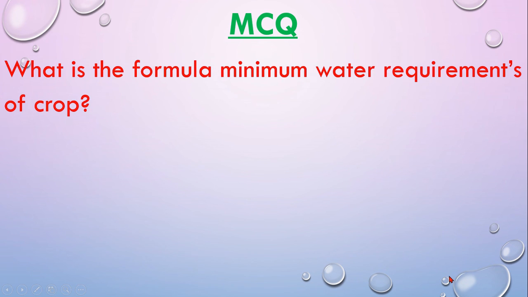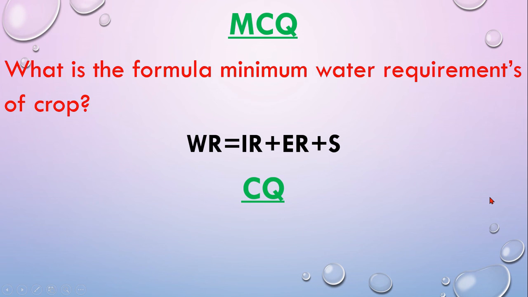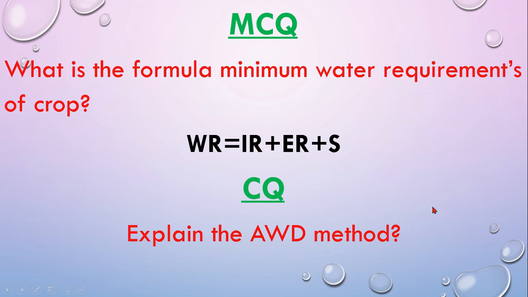You can get this type of MCQ question from this lecture: what is the formula for the minimum water requirement of a crop? It is WR equals IR plus ER plus S, where WR equals water requirement, IR means irrigation requirement, ER means effective rainfall, and S means soil water. And you can get a creative question, explain the AWD method, and you can get it for 3 and 4 marks.